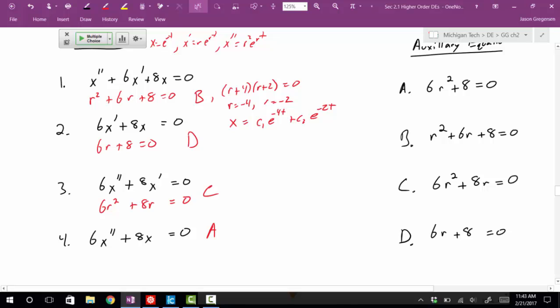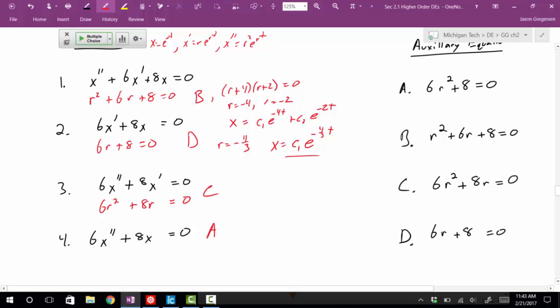What about the next one? Well, here we just have r is equal to negative 4/3. I just subtract 8, divide by 6. So that means my solution should be some constant e to the negative 4/3 t plus what? Is just having 1 okay? Why? First order differential equation, I only expect to get one value here. That's fine. Now look at the next one.